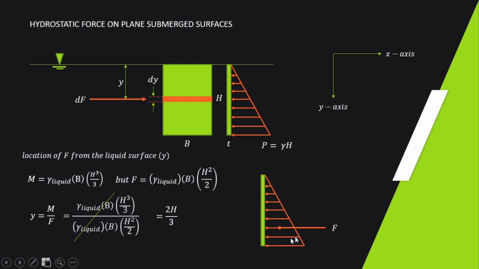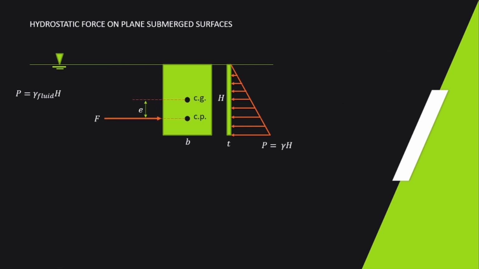So, kung triangle ito, ibig sabihin, ang location niya from the top surface of the plate, that is 2/3 of the height of the plate. Or from the base naman, that is 1/3 naman. So, kahit hindi natin i-derive, makukuha natin na 2H over 3. Pero take note, for this example, kasi not all the time na rectangular and not all the time nakalocate ang surface of the plate sa surface din ng liquid natin.